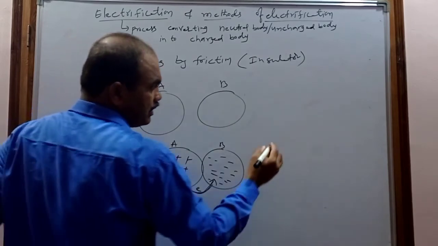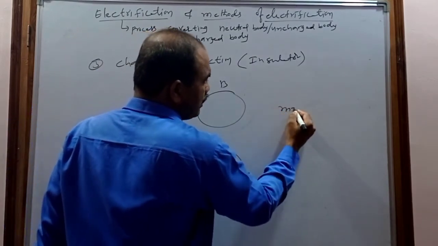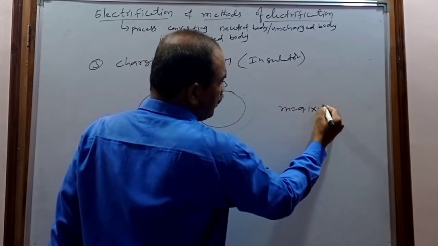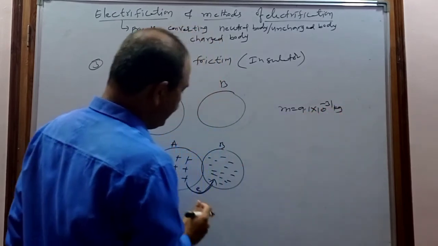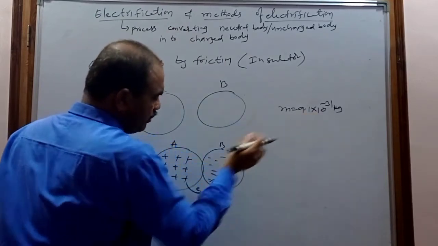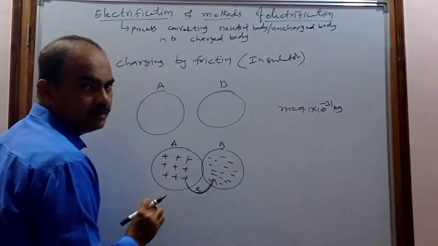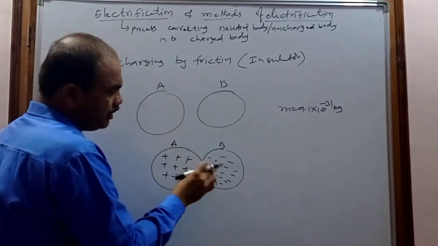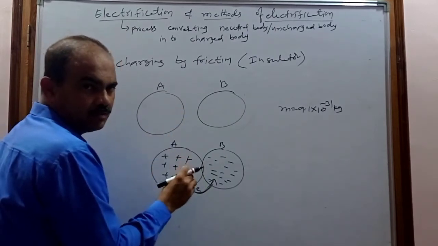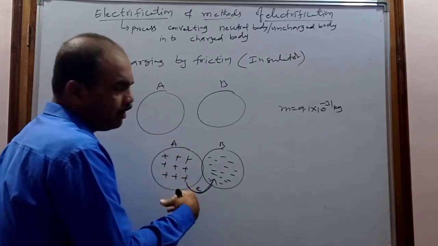What is the mass of an electron? The mass of an electron is 9.1 × 10^-31 kg. When one electron is lost, this amount of mass is reduced from body A. So in the case of friction, when the bodies are charged, one body gains mass and one body loses mass.